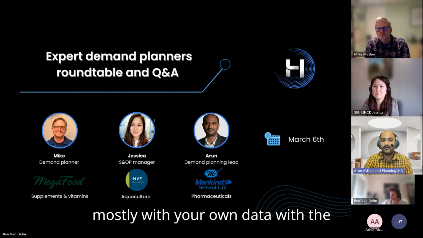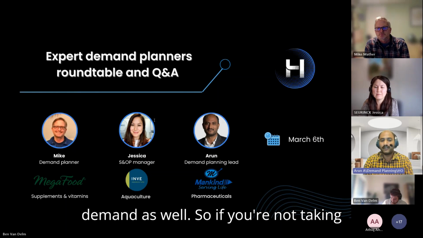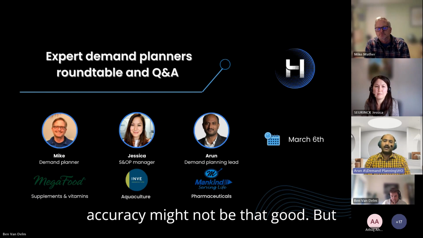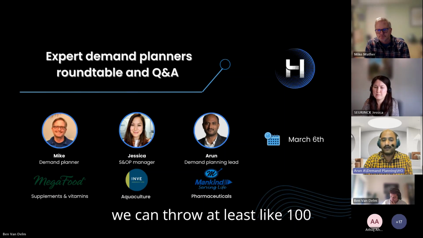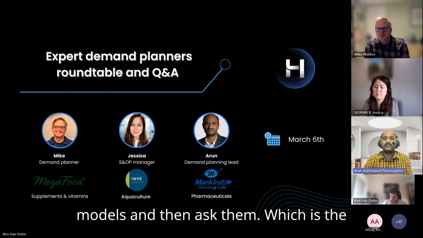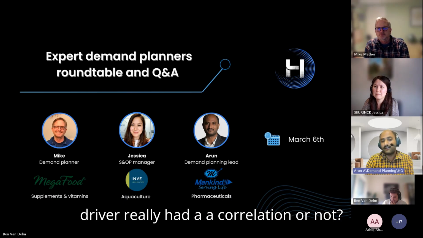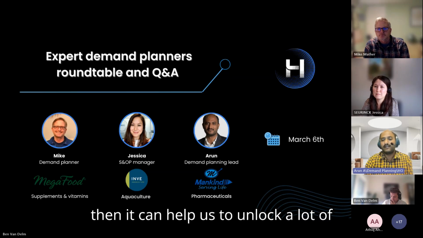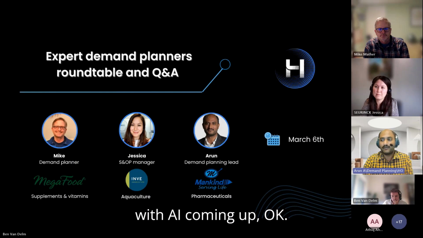Maybe you are working mostly with your own data with the internal drivers, but there are external market forces which are determining your demand as well. So if you're not taking those things into consideration, then definitely the demand shaping accuracy might not be that good. But definitely that is the biggest advantage with machine learning. We can throw at least 100 different driver data at machine learning models and ask them which is the driver which has the most correlation, and then understand whether that driver really had a correlation or not, and if there is a correlation, whether it is positive, negative, etc. And then it can help us unlock a lot of demand shaping methodologies with AI coming up.